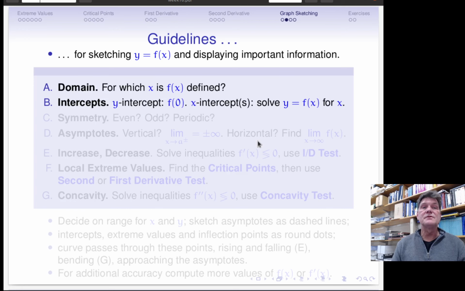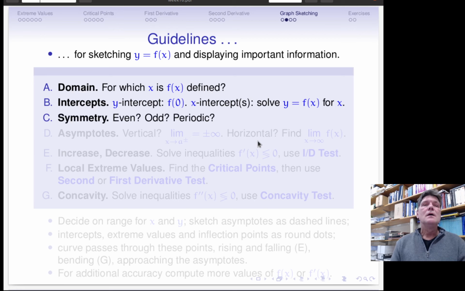A, you start with the domain. For which x is the function defined? B, intercepts. Where does the graph intersect with the axes? The y-intercept, of course, is the value at 0, and for the x-intercepts one needs to solve y equals f of x for x, which might not always be possible.